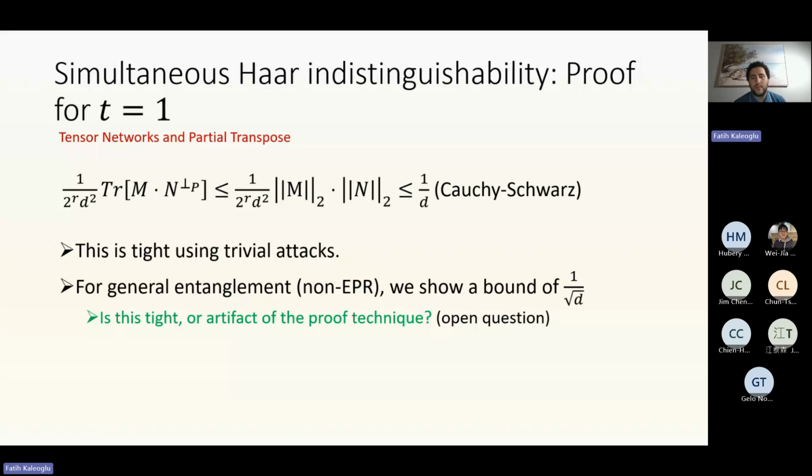You can perform a simple attack such as measuring the first qubit and outputting it, and it gives you an advantage proportional to 1 over d. For the non-EPR case, you need to do something more complicated, which I'm not going to talk about, but with some more linear algebraic manipulations, the bound worsens to 1 over square root of d. If d is exponential, it still remains exponential. But we don't know if the square root of d is tight or not. So that's an open question.